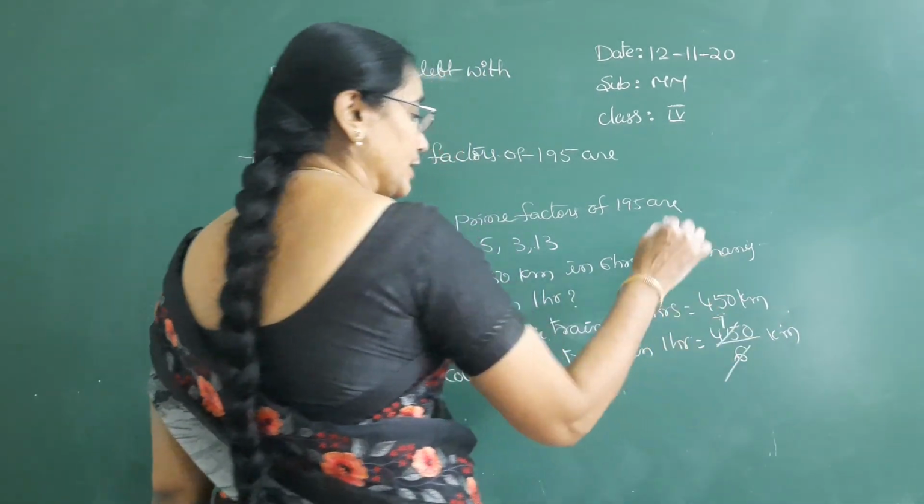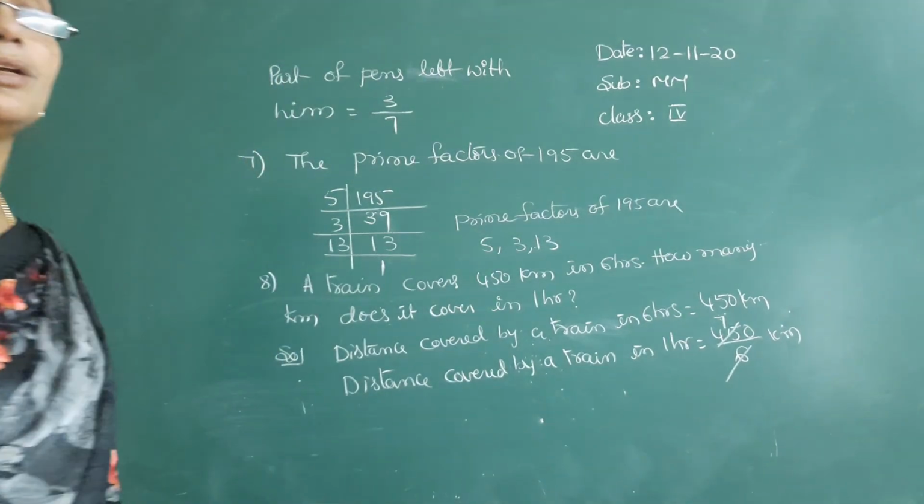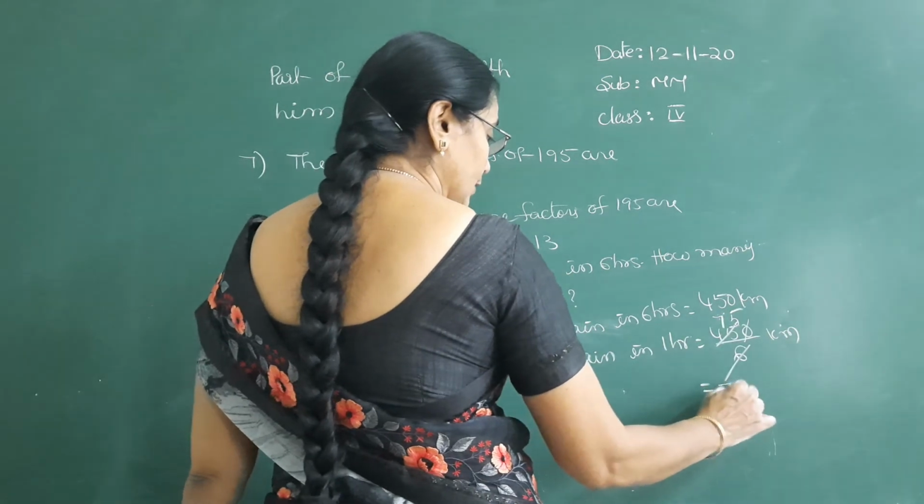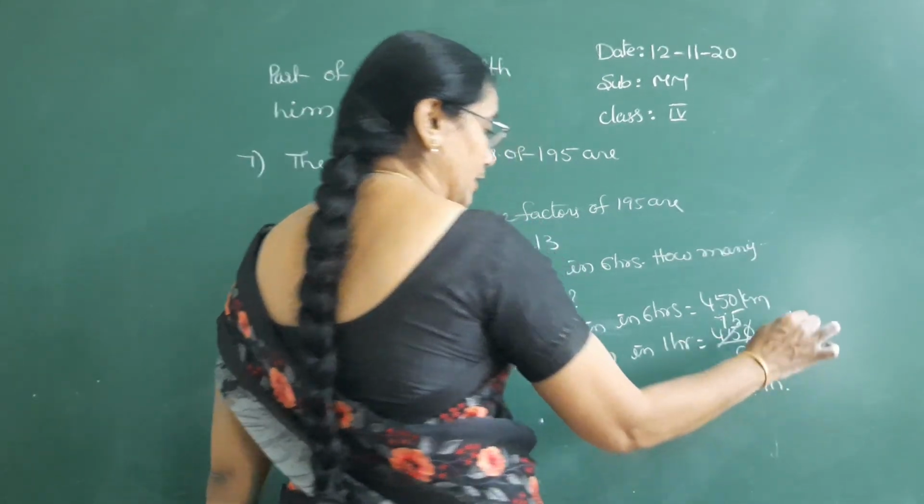6 7s are 42. 45 minus 42 is 3. That is 30. 6 5s are 30. So it covers 75 kilometers in 1 hour.